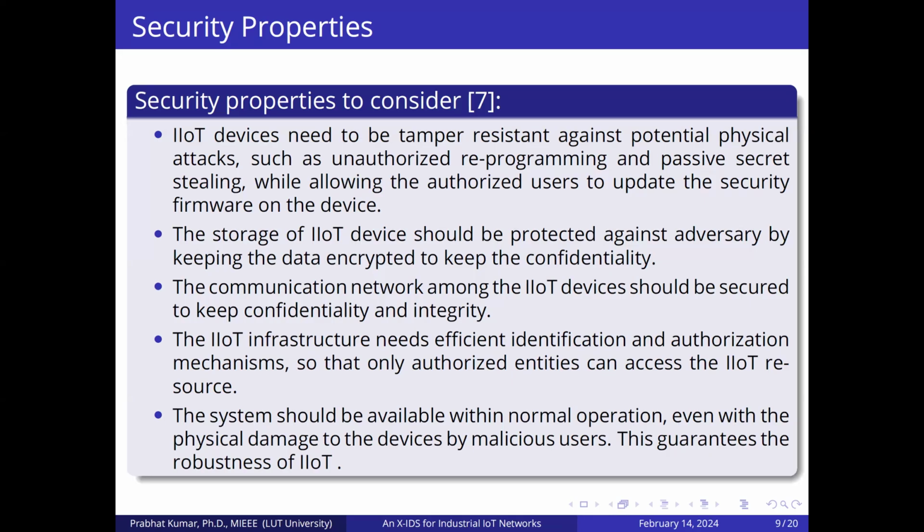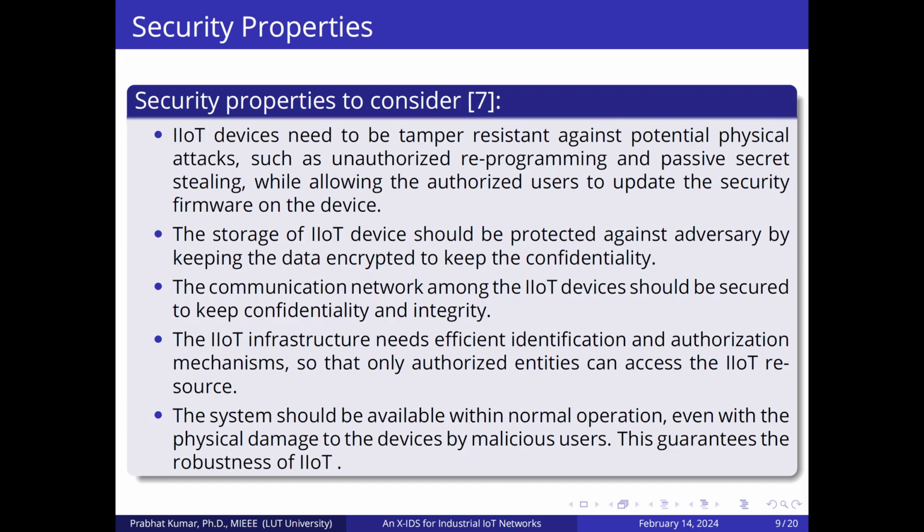The other is that the storage of the IIoT device should be protected against adversaries by keeping the data encrypted. So whenever the data is sent from your end devices to the business layer, it should always be encrypted to ensure confidentiality. This means the communication network from where the IIoT devices communicate with the whole business tier should be secured. The data should be transferred in such a way that no third party can access the data in between. And yes, this is very important.